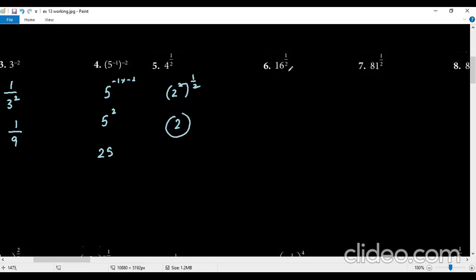Next is 16 to the power half, or 1 over 2. We know very well we can write 4 square, and the power is 1 over 2. That means 2 and 2 get cancelled. 4 is going to be your final answer.